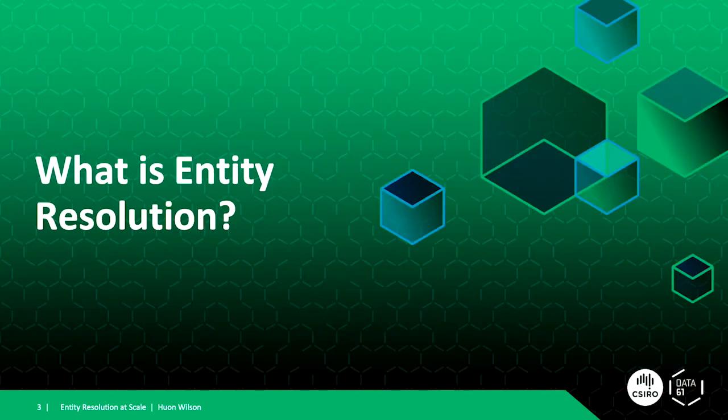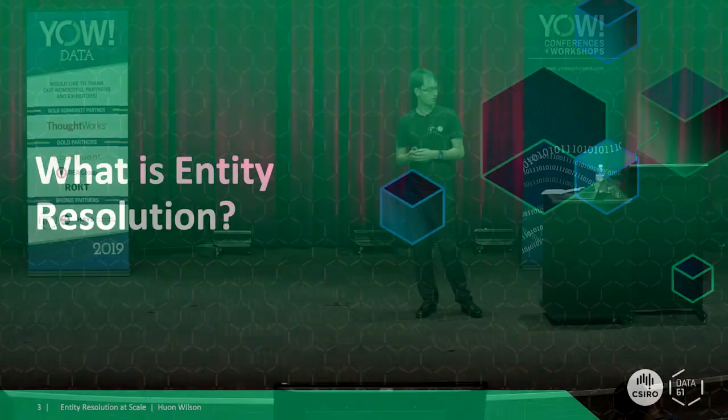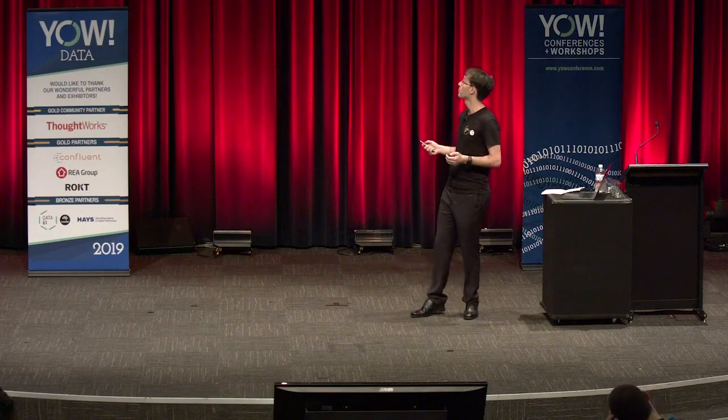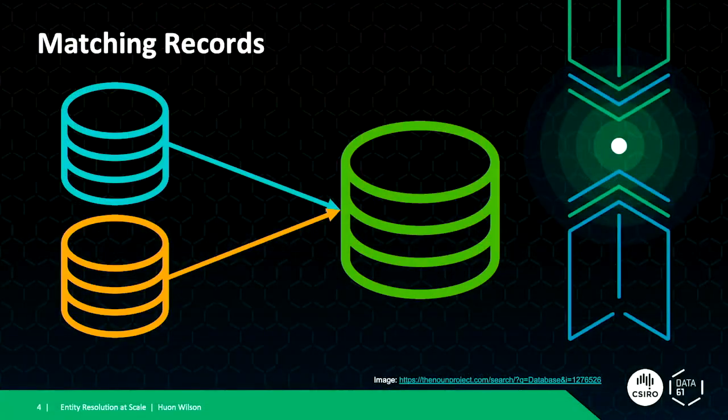So, first things first. Maybe you haven't heard of entity resolution. What is it? Entity resolution is matching records. So we might have two data sets, which each represent different attributes about certain entities, like people or businesses. And we want to merge those two data sets into one unified one, where we've got a single record for each of those entities that combines the attributes from those two data sets.